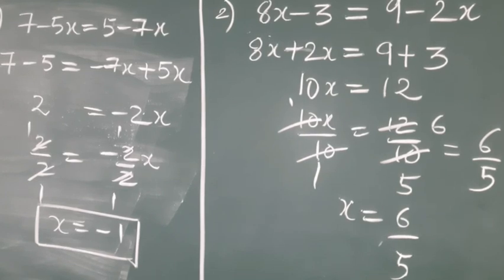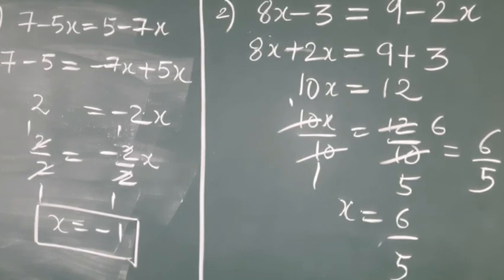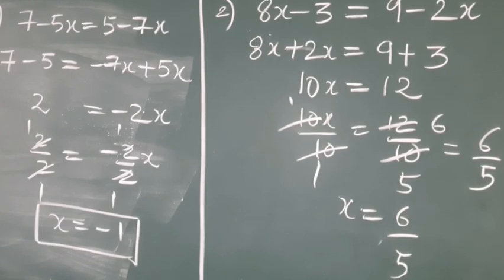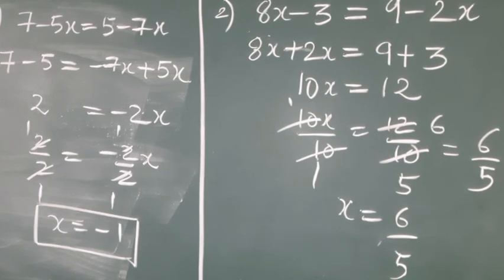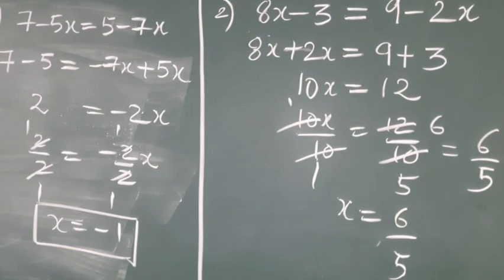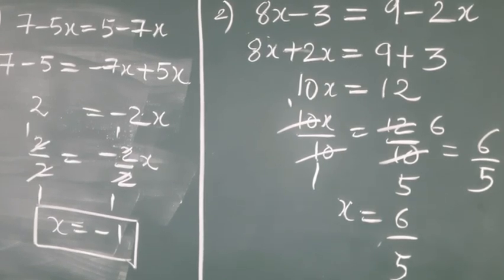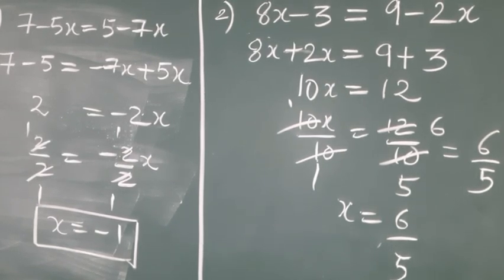If it would have been minus 2x is equal to 2, then it would have been again minus x is equal to minus 1. Okay, whenever x has a negative sign, that negative sign will be shifted to the other side. So I hope you must have understood question number 3 also.